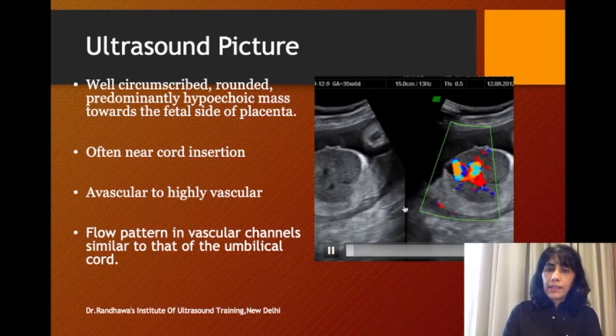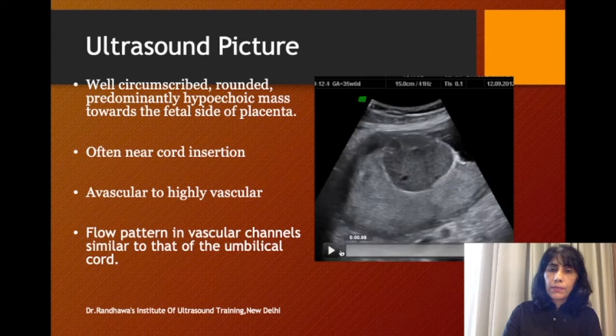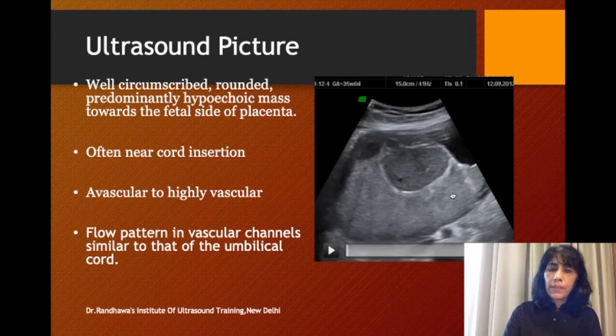See here, I'll just go back and put it here. You can see the placenta and you can see the hypoechoic mass, which is very well defined, mostly homogeneous but has a few cystic areas, and the capsule can be seen very clearly. It is towards the side of the amniotic fluid, not towards the myometrial side.